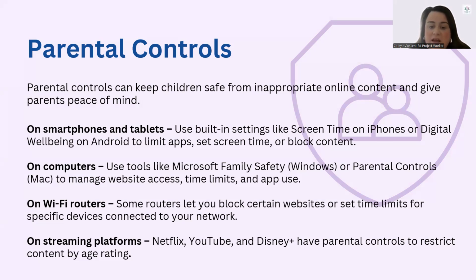On computers, tools like Microsoft Family Safety on Windows and parental controls on Mac are designed to manage internet access, website access, limit times, and app use. On Wi-Fi routers, some routers let you block certain websites or set time limits for specific devices connected to your network. And on streaming platforms that we all use, such as Netflix, YouTube, and Disney Plus, they have parental controls to restrict content by age rating.